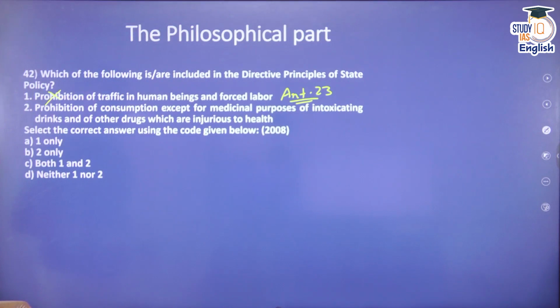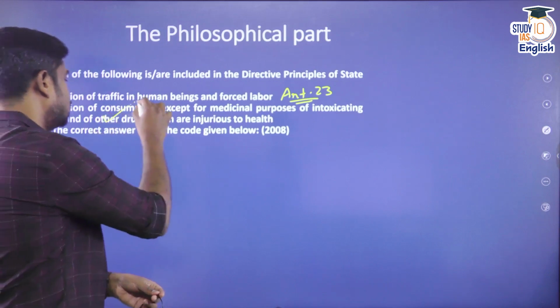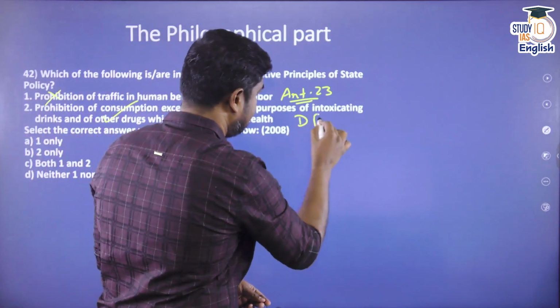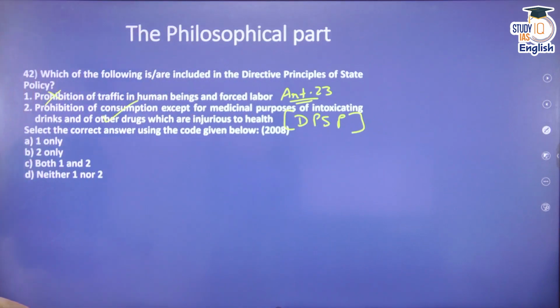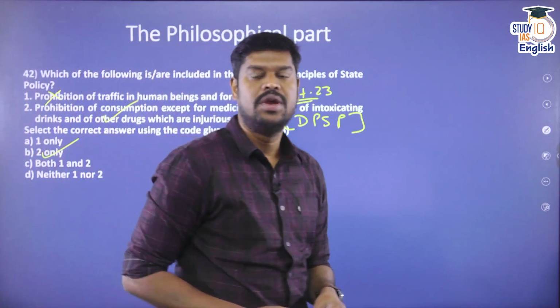Prohibition of consumption, except for medicinal purposes, of intoxicating drinks and other drugs which are injurious to health. This is very much true. This is a Gandhian principle which is there under the directive principles of state policy. So, the right answer would be option 2 only. Which of the statements given above are true? That would be option 2, that is option B only.